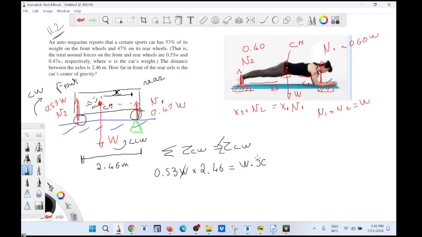And you can solve for x. So you see, x will be 53% of 246. And you get about 1.3 meters. And it's also the location of the center of mass. So you can do that experiment here, put a bathroom scale here and put a bathroom scale here, and you will see the repartition of the weight.